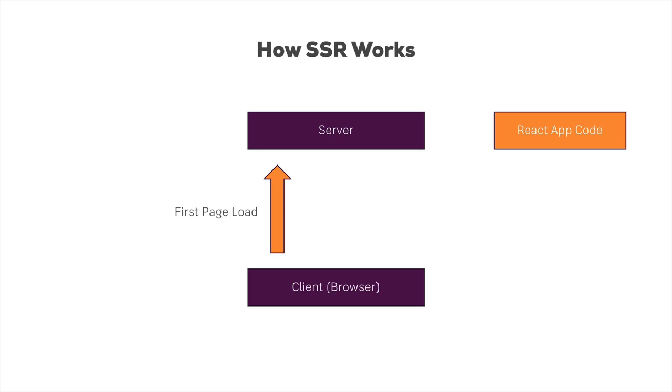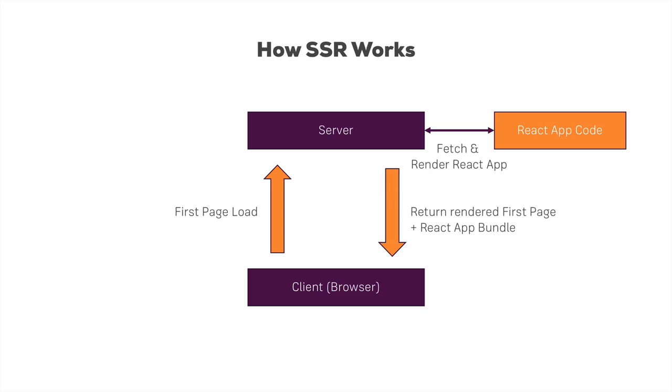Now with server-side rendering for the first page load, which is always what the crawler sees, the server will fetch and render the React app. So it won't just fetch and return it, it also renders it for that page you visited. And then it returns that pre-rendered page along with the React app bundle, so that from this point on, you still have a single page application. So you then still work as before. It's just about that initial page load essentially.